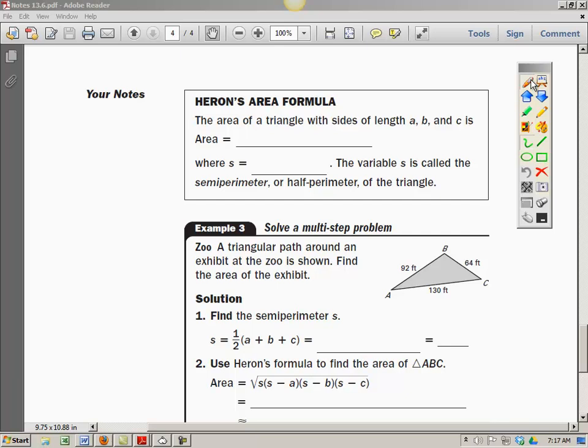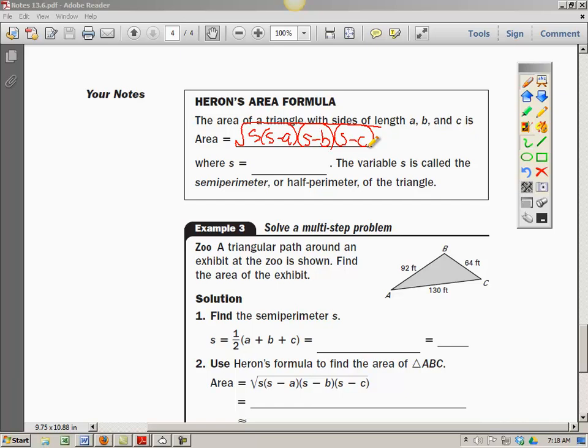What I really want to get to is this last piece called Heron's area formula. And Heron's area formula is kind of interesting. All right. Heron's area formula says this. It says the area of a triangle with side lengths A, B, and C is equal to the square root of S times S minus A times S minus B times S minus C.